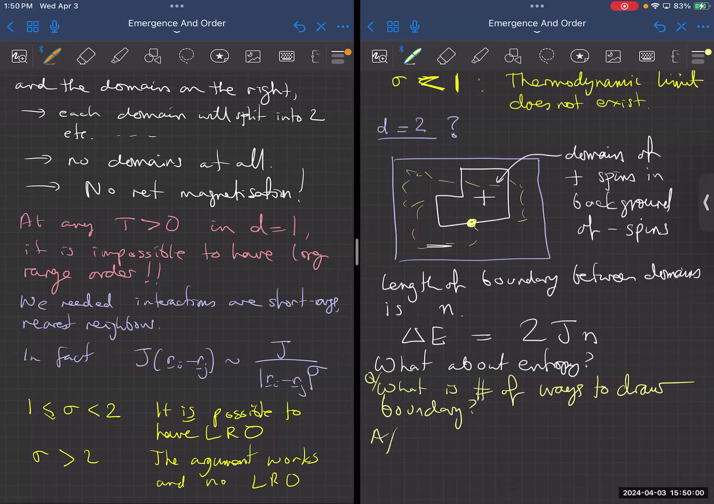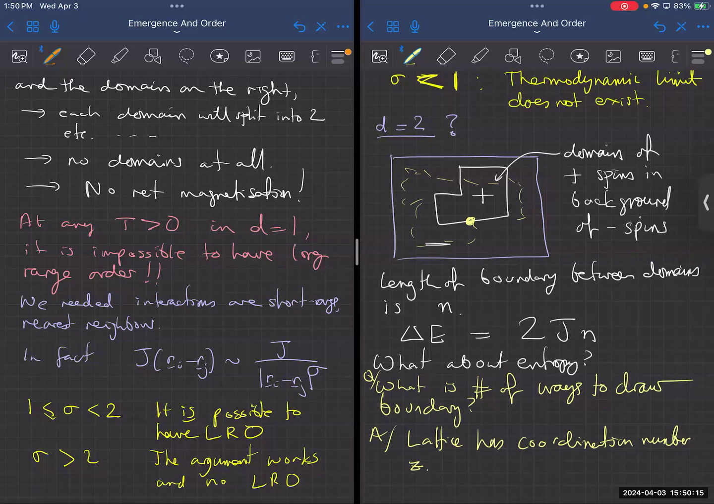So we've got a boundary of n spins. Well, let's suppose that the lattice has coordination number z. Little z, not the partition function, but little z. So then we can say, at each step, as I walk around this lattice, I'm making a circuit. I'm making a boundary of n spins. In each direction, I have z possible ways that I can go. So the number of boundaries that I can draw that have n spins is z to the n.